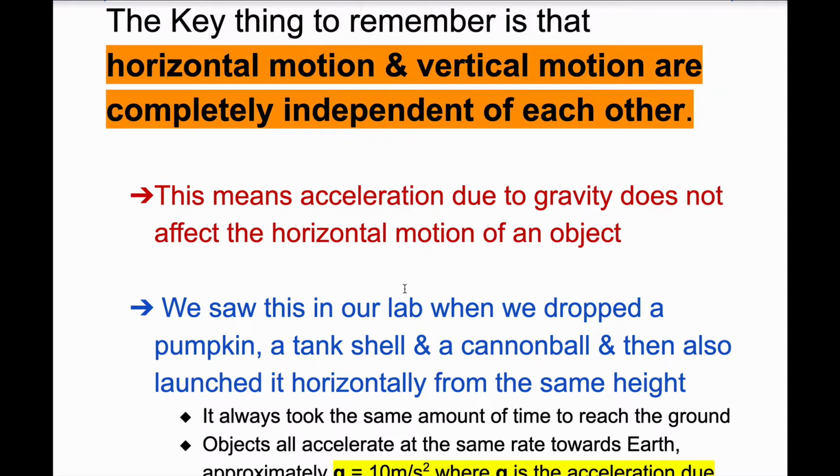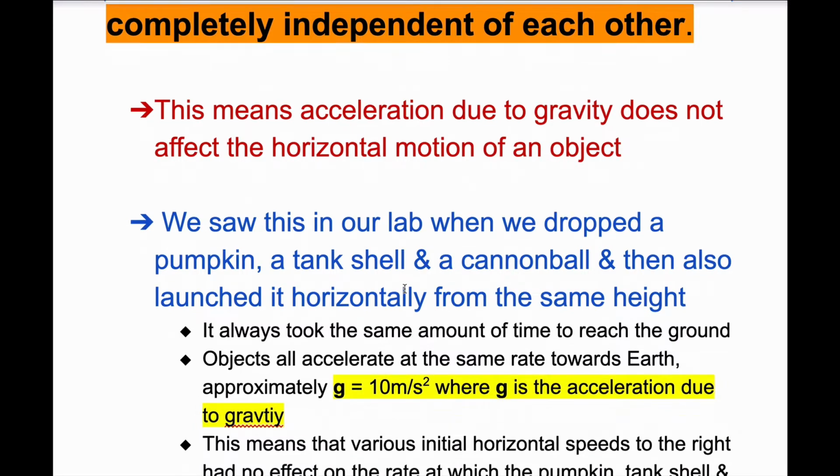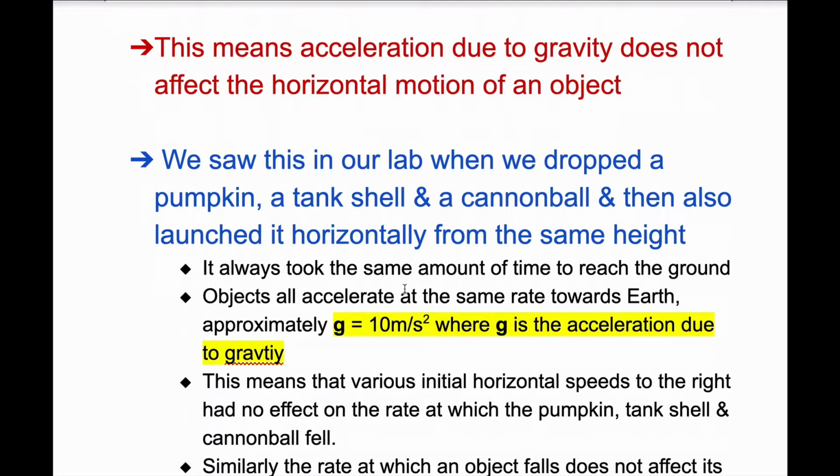If I throw an object horizontally as I drop one from the same height, they would hit the ground at the same time. The only difference is that the one with horizontal motion would have a greater displacement in the horizontal direction. So in our lab we saw this when we dropped a pumpkin in a tank shell, and then we launched it horizontally from the same height. It always took the same amount of time to reach the ground if we take air resistance off.